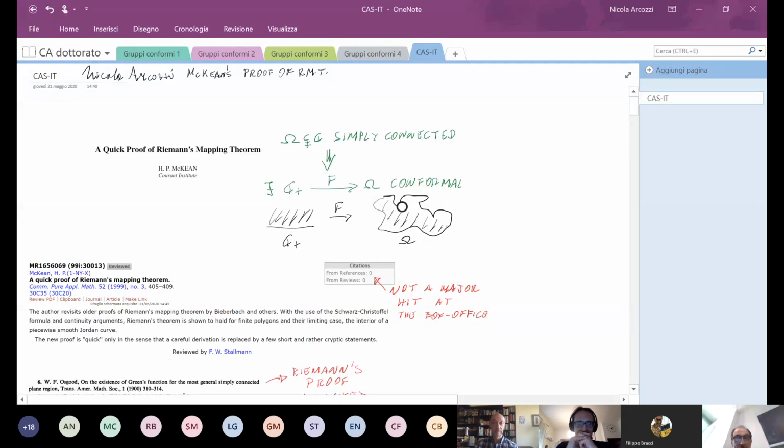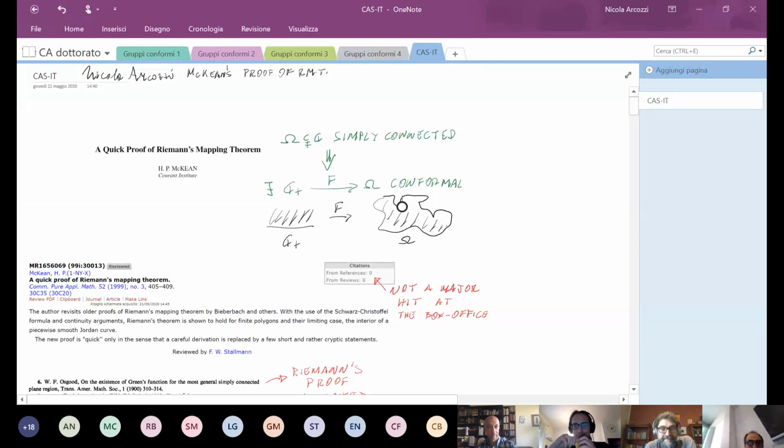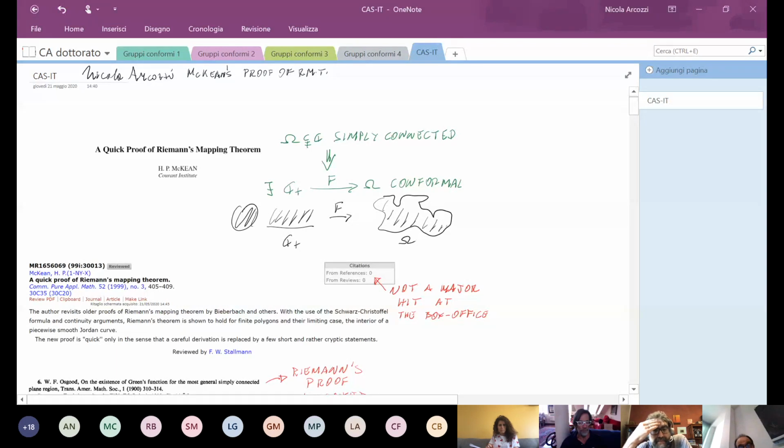Okay, so I'm going to talk about old business, and there is nothing original. It's just about a paper I read recently and that I liked. It is about the proof of Riemann's mapping theorem. The Riemann mapping theorem says that if you have a simply connected domain in the plane, which is not the plane, of course, then there is a conformal map from the unit disk, or the upper half plane, which is the same, onto this domain.